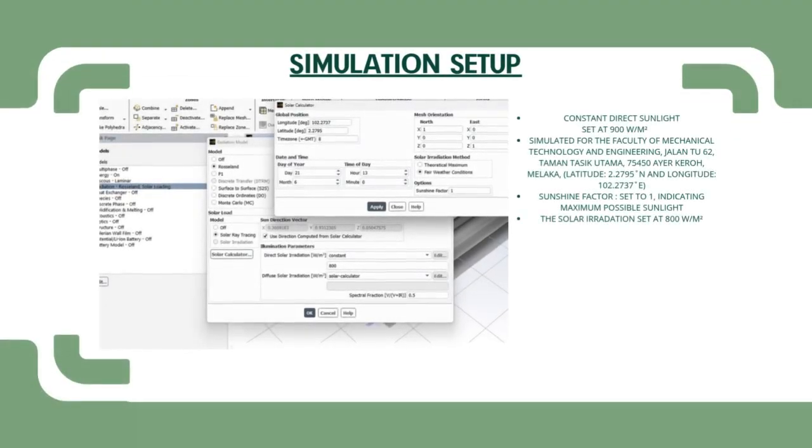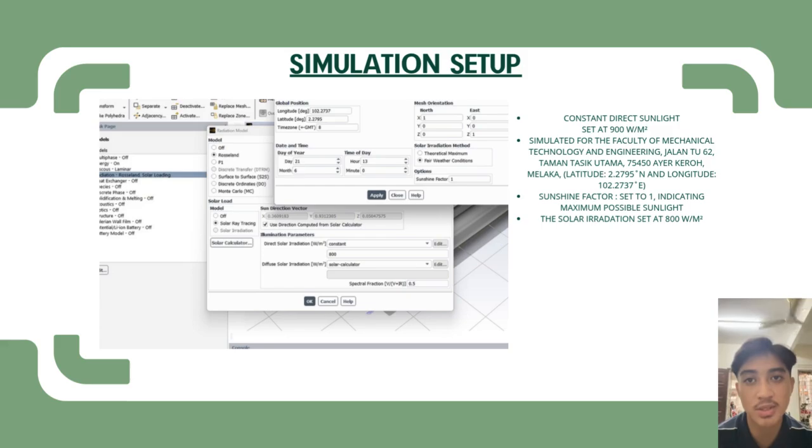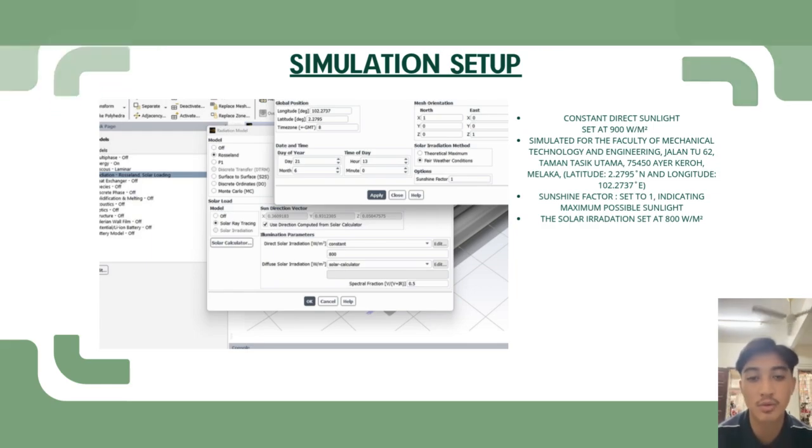So for the next slide is simulation setup. Sunlight conditions. The simulation assumes constant direct sunlight with the intensity of 900 watts per square meter. The site is the Faculty of Mechanical Technology and Engineering located in Melaka at coordinates 2.2795 north and 102.2737. We set the sunshine factor to 1, representing maximum exposure to sunlight. The solar irradiation value used was 800 watt per meter squared, accounting for realistic energy input into the system.